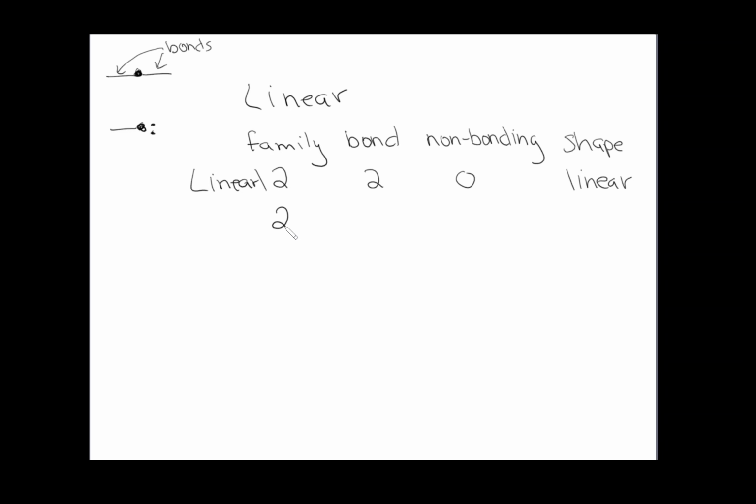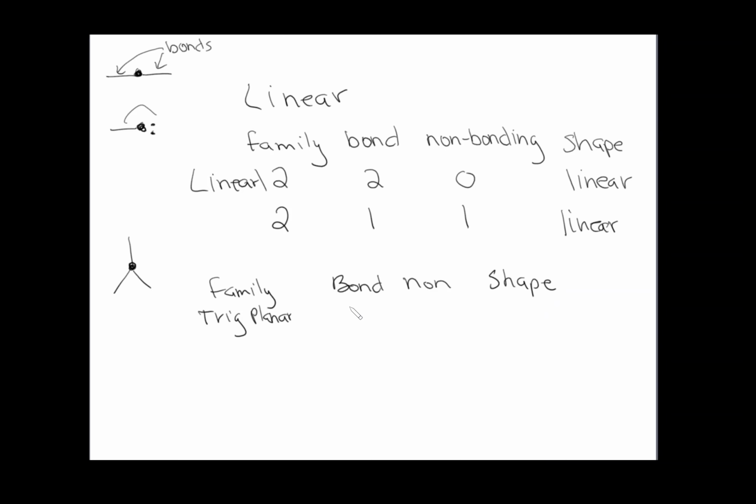All right, well, let's do a variation. What if I do family 2, but I do 1 bond and I do 1 non-bonding? So I'm talking about this. What is this angle still? Oh, that's not a bond. It's still flat, so it's still going to be shape linear. All right, let's go to the next one. What if I have family trigonal planar? All right, so my family is trigonal planar, and my bonding, my non, and my shape. Okay, if I have 3 all in bonds and no non-bonds, well, it's the same.